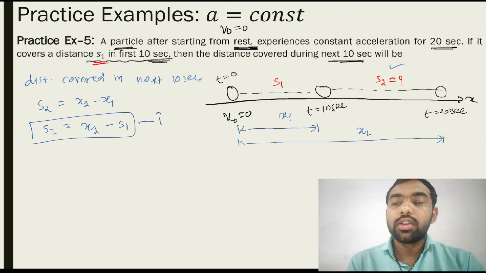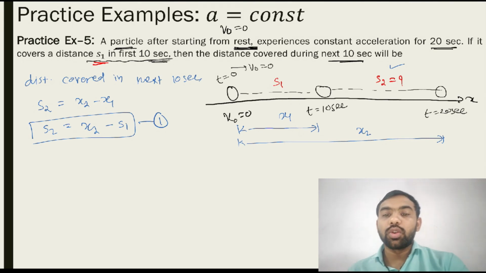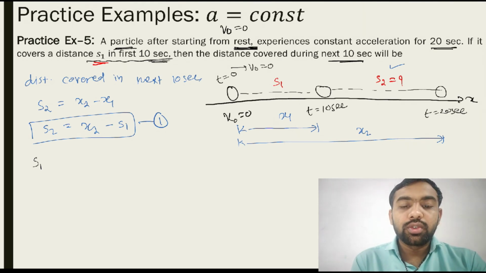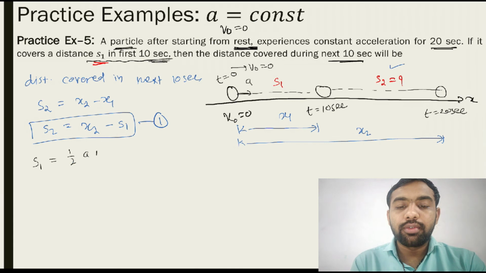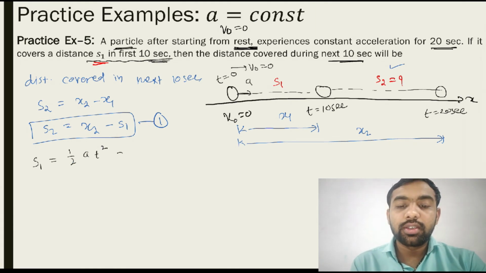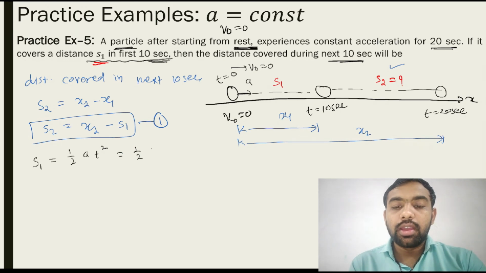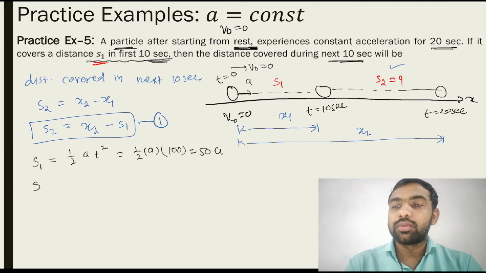Consider equation number 1. So we have to get this answer. Initial velocity is what? V0 is equal to 0. So what is S1 actually? S1 is equal to, consider the acceleration is a, 1/2 at square. So the answer is 1/2, A as it is, T square means 100. So what is the answer? 50A.